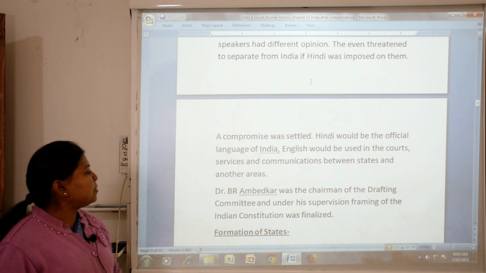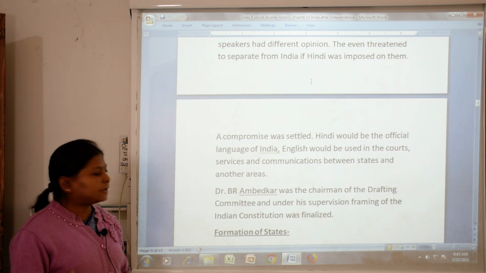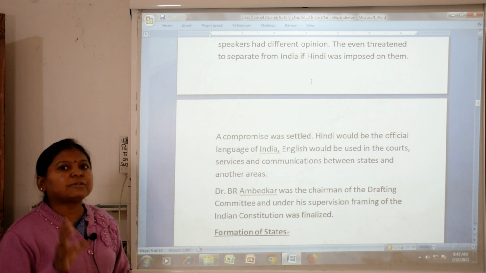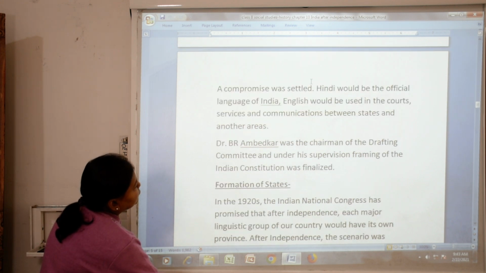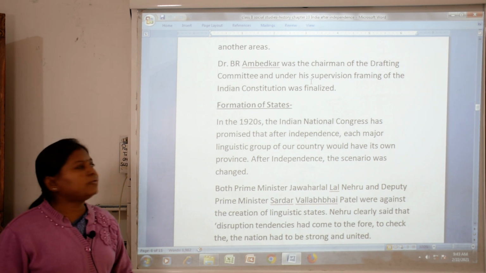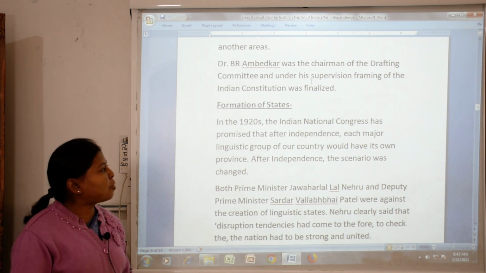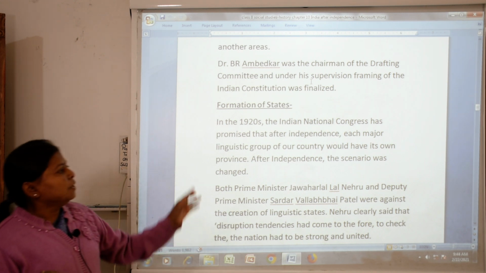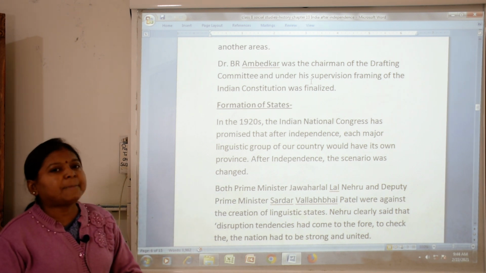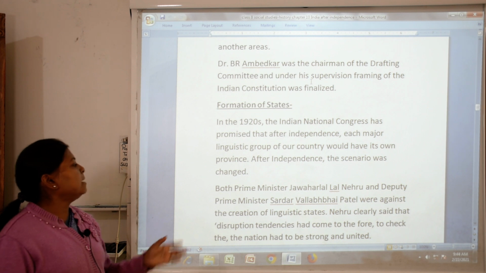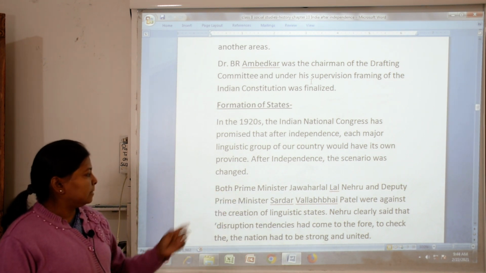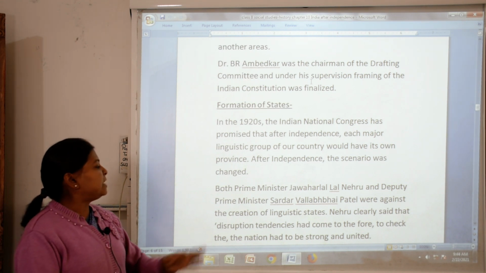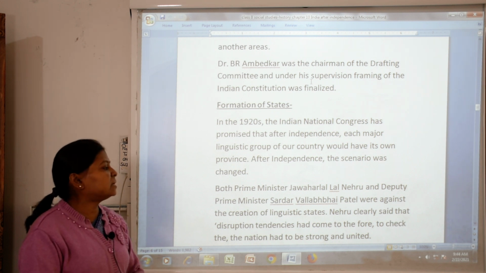Do you know, Dr. Bhimrao Ambedkar was the chairman of the drafting committee, and under his supervision, the framing of the Indian Constitution was finalized. So, how will the states be formed? Formation of the states. In 1920, the Indian National Congress had promised that after independence, each major linguistic group of our country would have its own province, and after independence, the scenario changed. So, what happened? Both Prime Minister Jawaharlal Nehru and Deputy Prime Minister Sardar Vallabhbhai Patel were against the creation of these linguistic states.